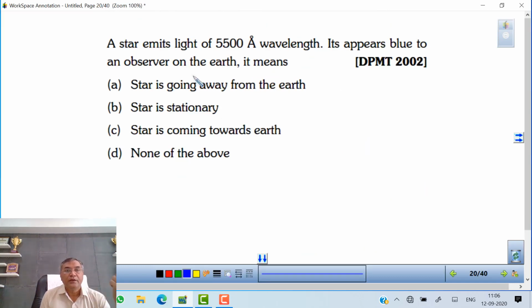Okay, a star emits this much wavelength, it appears blue to an observer on the earth. It means that the star is approaching, yes, going toward the earth.